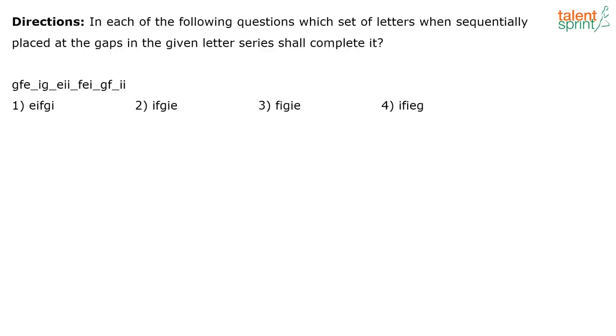In each of the following questions, which set of letters when sequentially placed at the gaps in the given letter series shall complete it? Yes, so what is the pattern that is being followed here? See, this is the pattern G, F, E, I, I, G, F, E, I, right? This set of letters is being repeated. So here I should come, and here G, again this is getting over here, so again next will be G, F, E, I. So again G, F, E, I, G, F, E, I. So the answer that we are looking for is I, F, G, I, E. I, F, G, I, E, that is option 2.